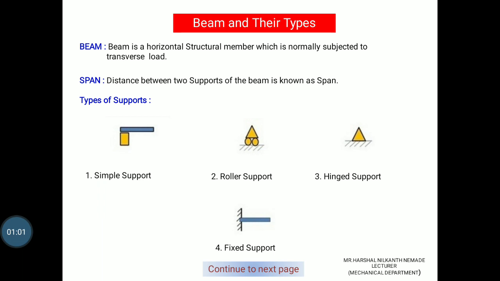Beam and their types. Beam is a horizontal structural member which is normally subjected to transverse load. Span. Distance between two supports of the beam is known as span. Types of support. So first one is simple support. Second one is roller support. Third one is hinge support. And fourth one is fixed support.